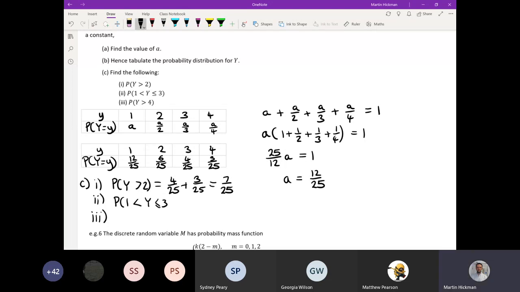So quick question for chat this time. I've got the probability that 1 is less than y, which is less than or equal to 3. Which probabilities do I include here? Okay, so do I include 1, 2, and 3? Do I include 1 and 2? Just 2 and 3? Only 2? Which probabilities am I actually taking here?